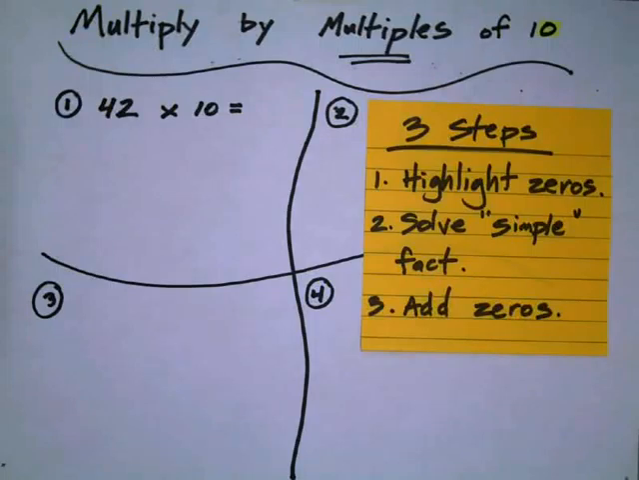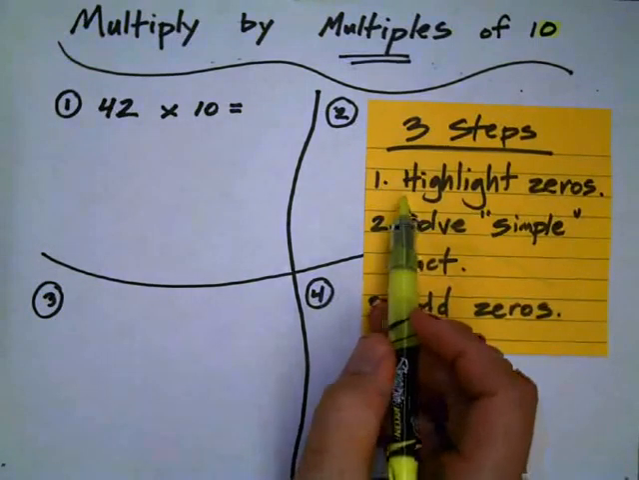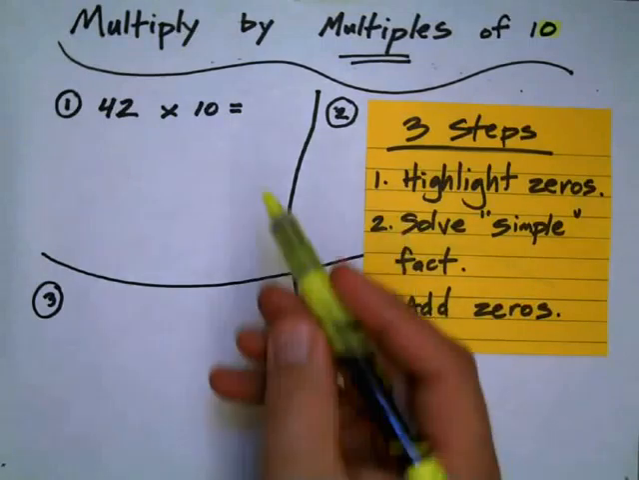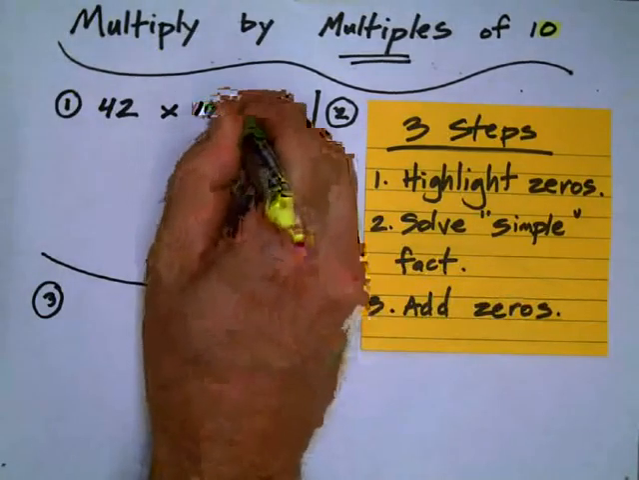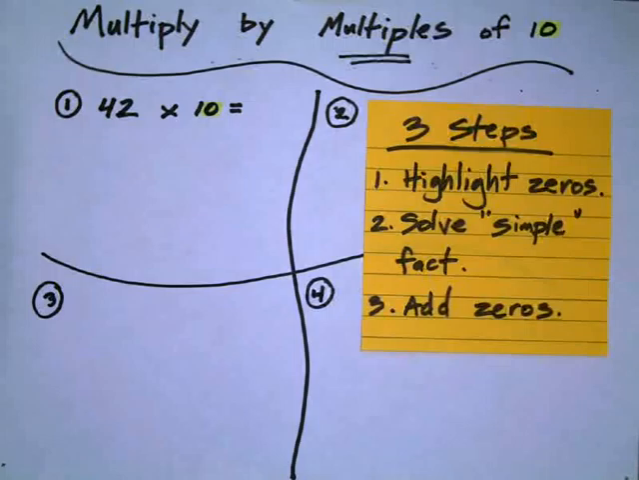We learned a three-step process today that you'll see here on the post-it note that we're going to be using to try to make our lives a little bit easier. First problem here is 42 times 10. As you can see, step one is to highlight the zeros. So we're going to highlight the 0 here in the 10.